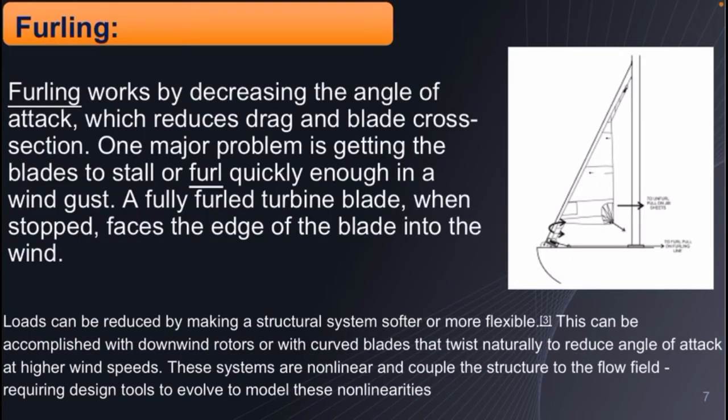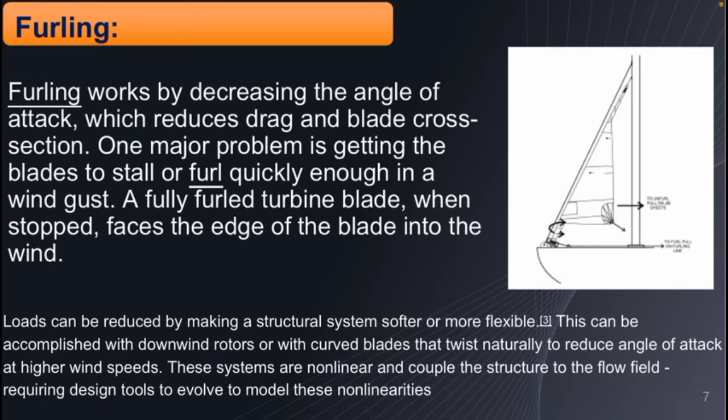Furling. Furling works by decreasing the angle of attack, which reduces drag and blade cross-section. One major problem is getting the blades to stall or furl quickly enough in a wind gust. A fully furled turbine blade, when stopped, faces the edge of the blade into the wind.